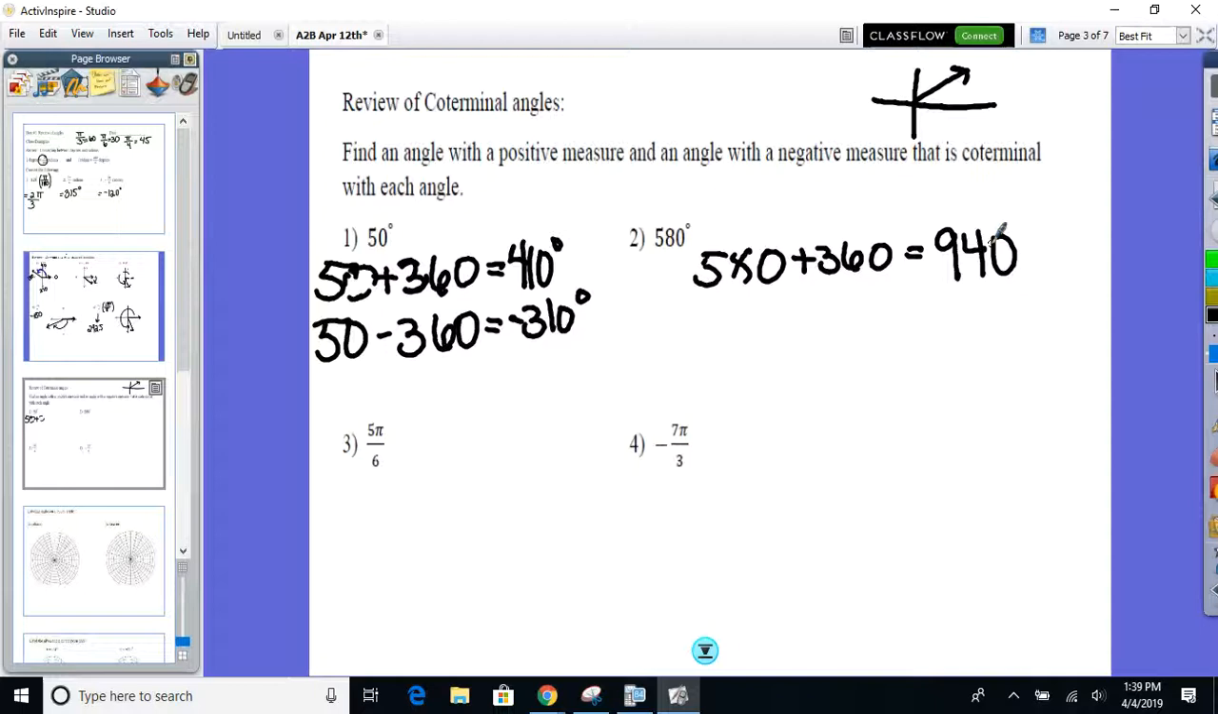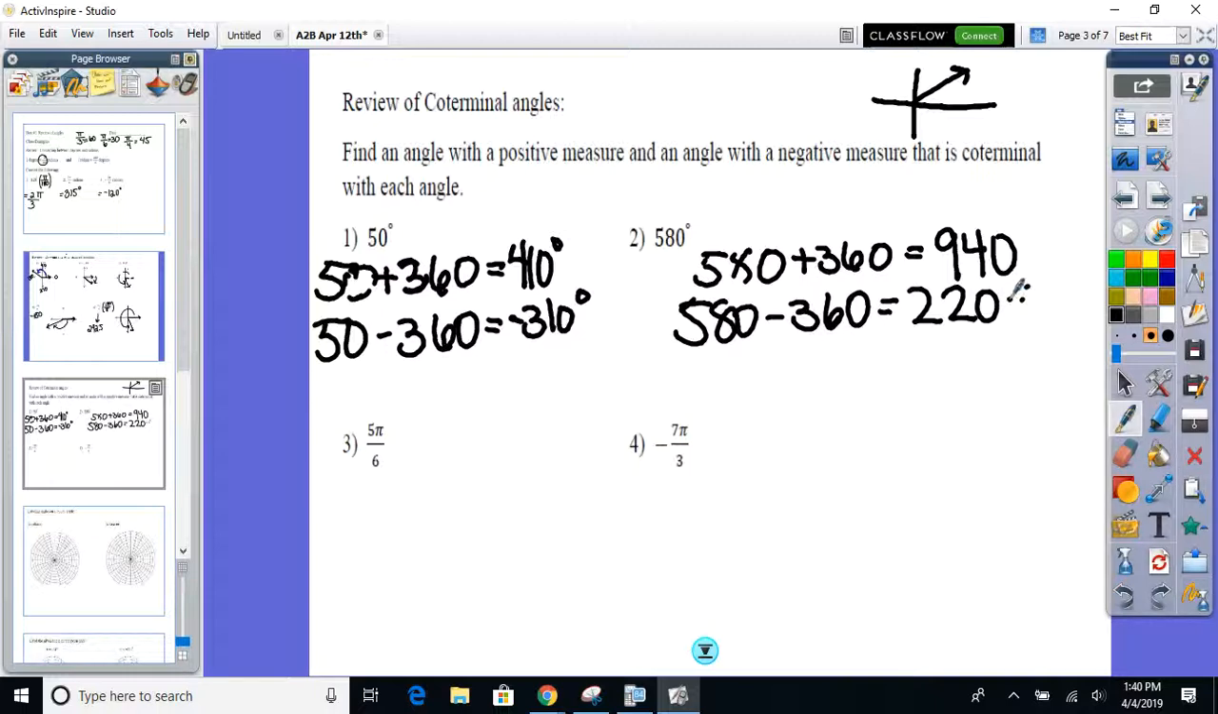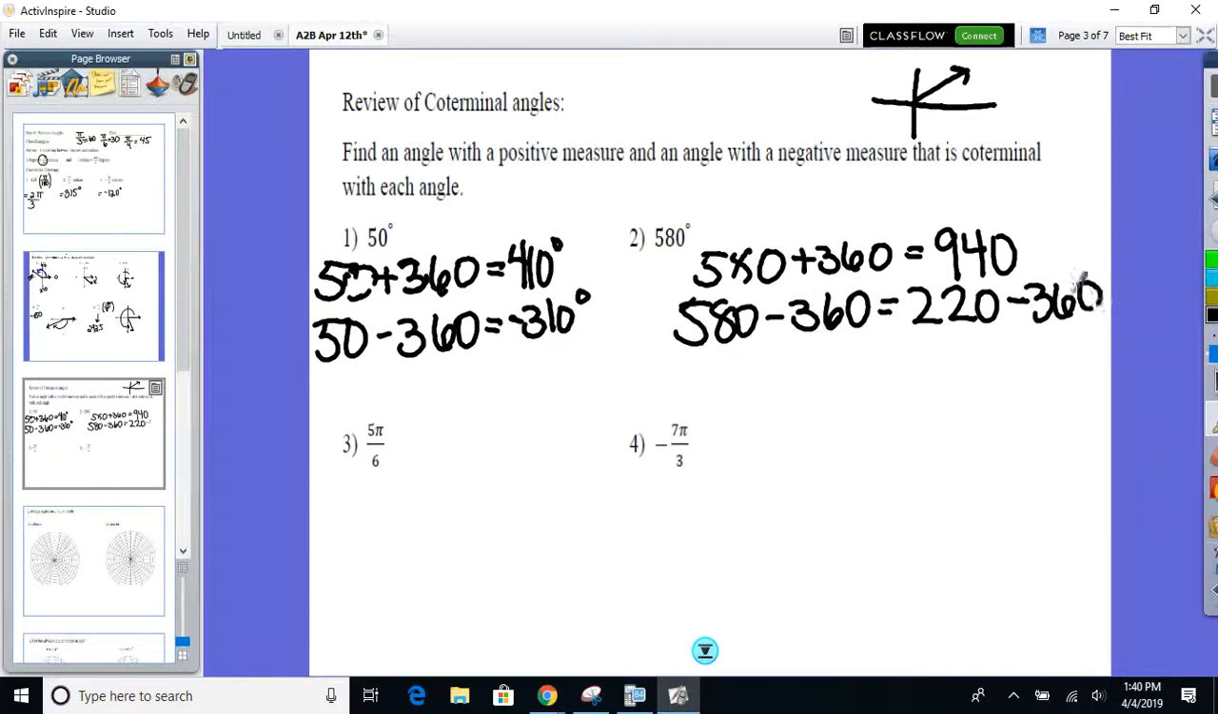And then now watch. What's wrong here? I still get what? 220? But I needed a negative answer, not a second positive answer. So keep subtracting. So my negative answer is negative 140. Okay, yes, fifth period. Could you just keep 220 as your positive? Yeah, that's fine. All 940, 220, negative 140, they're all the same angle. Yep.